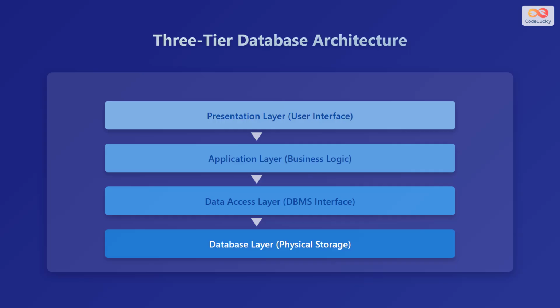The second layer is the application layer, which contains the business logic. This layer processes user requests and coordinates with the data access layer. The third layer is the data access layer, which provides the interface to the database management system. It handles the actual interaction with the database. And finally, we have the database layer, which is the physical storage where the data resides.